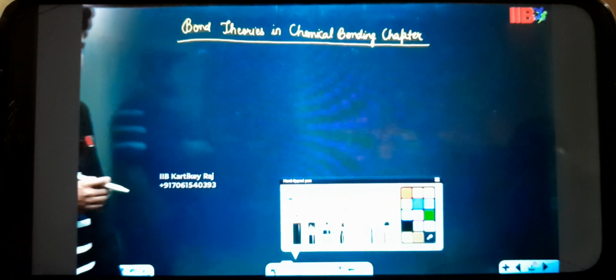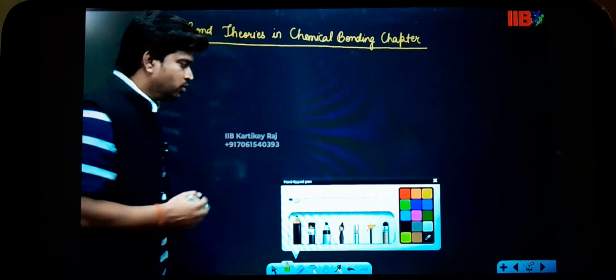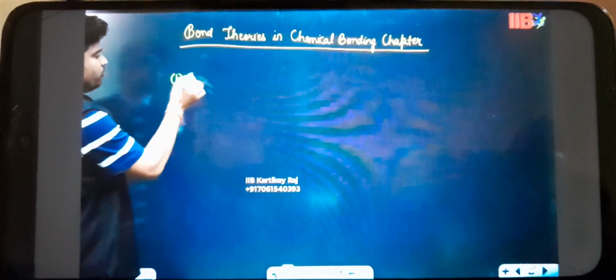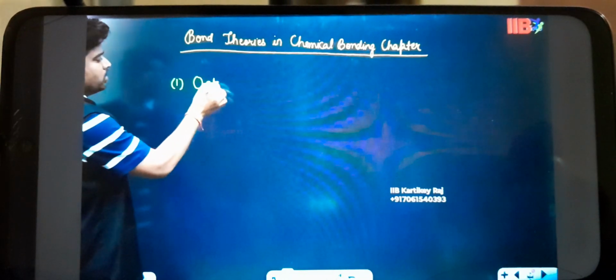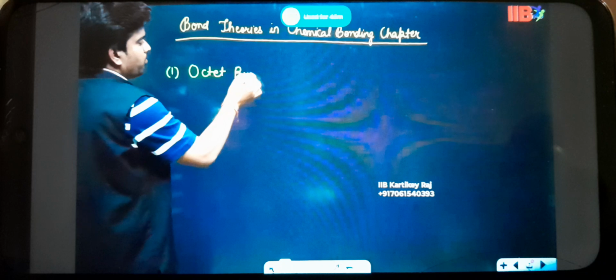What are the theories we have to study, guys? How the chemical bond is going to form, that is the most important part. So the first theory which I am going to clarify is the octet rule.